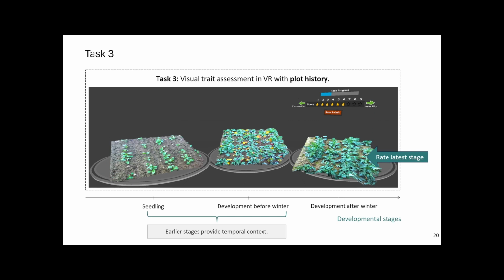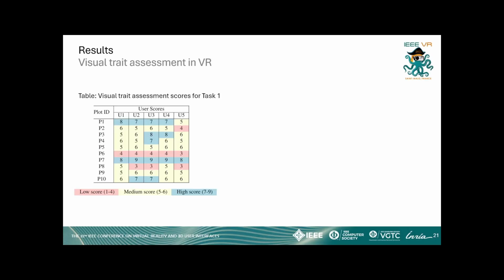In the third task, users view the plot's development over three different stages. They had to rate the latest stage while considering the earlier developmental stages for temporal context. In this task, users assess the trait development after winter.